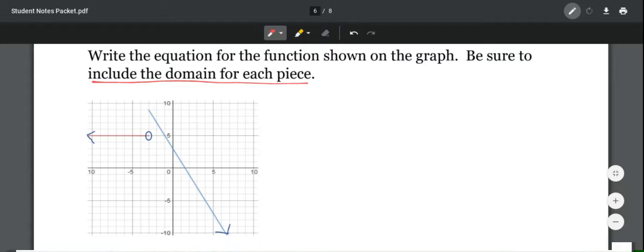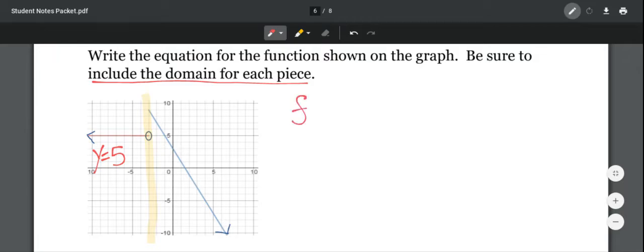Okay, so we're going to be using that writing equations notes on here. So we have two pieces, so that means there's going to be two equations. So if we could split it up, here's our first one, and it's a horizontal line. So if you remember, a horizontal line is just y equals 5.